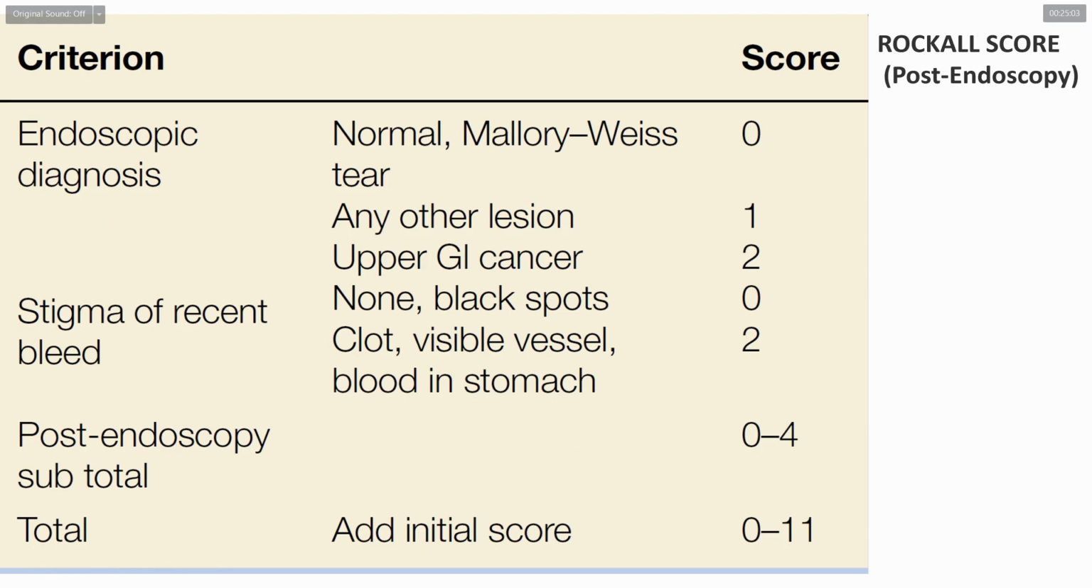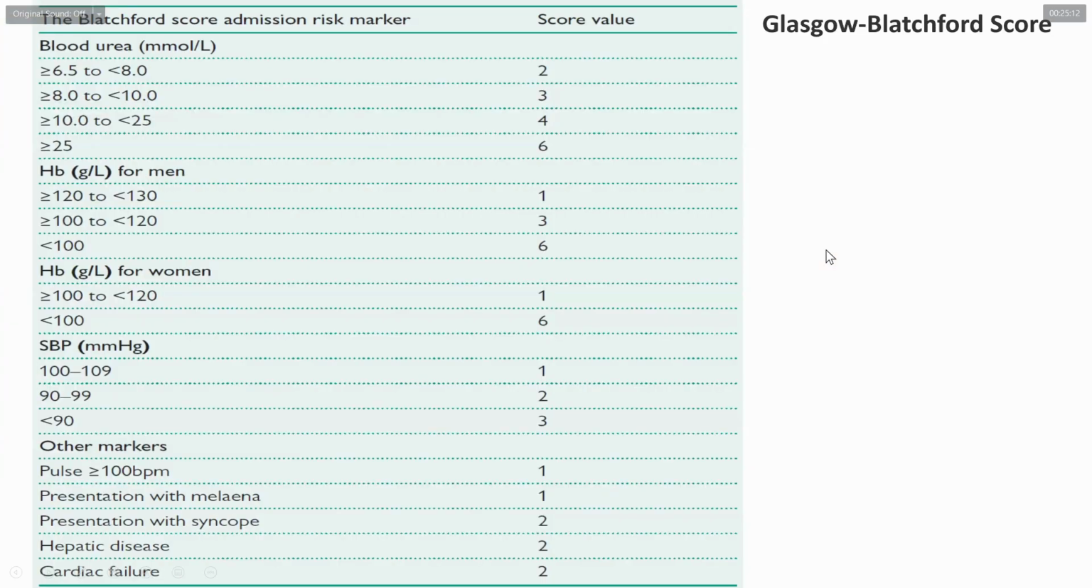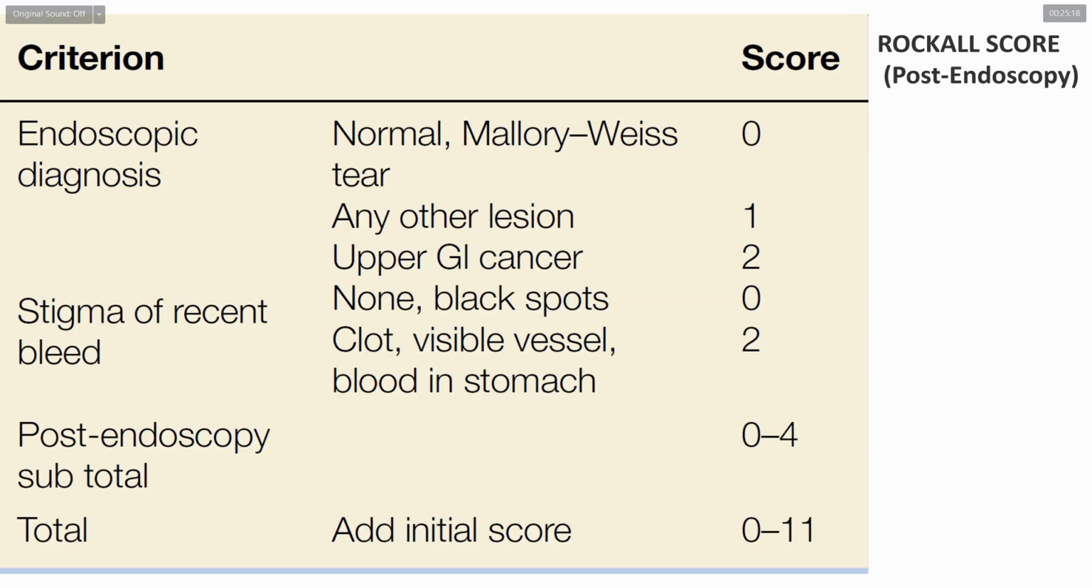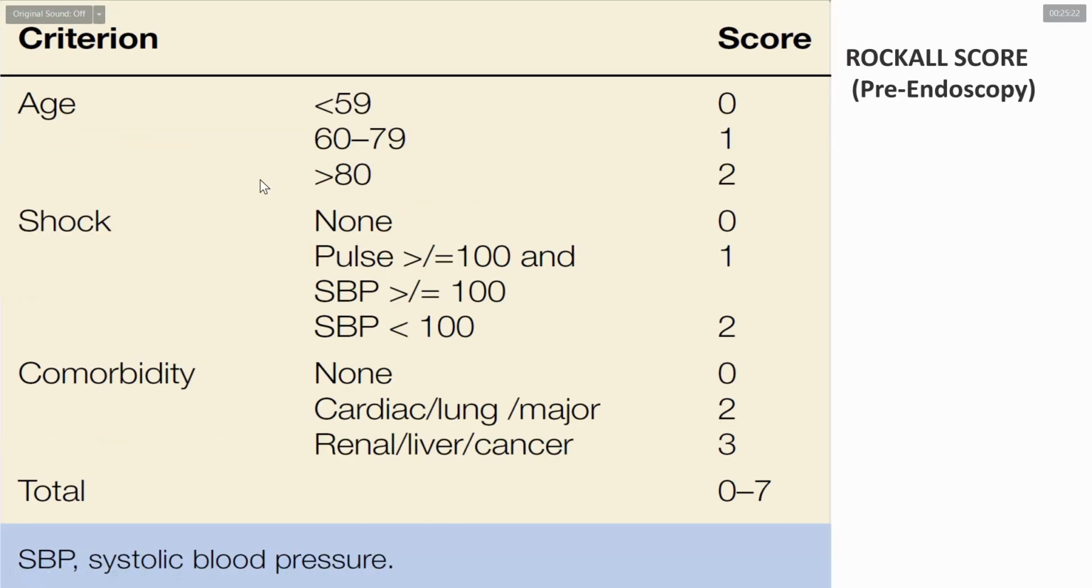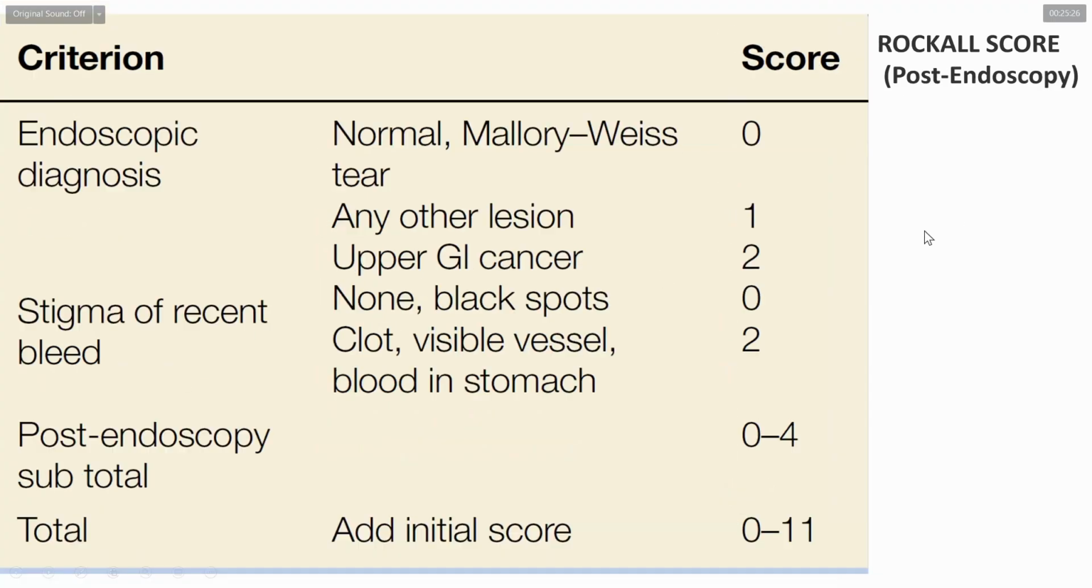Okay? And you can have a post-endoscopy score. You could add them together, and both of them will give you what you expect. So these are two scoring systems. Rockall, pre-endoscopy. I will not ask you for post-endoscopy. Always use the pre-endoscopy because you're in the ER. I am the one who scores it post-endoscopy, not you.